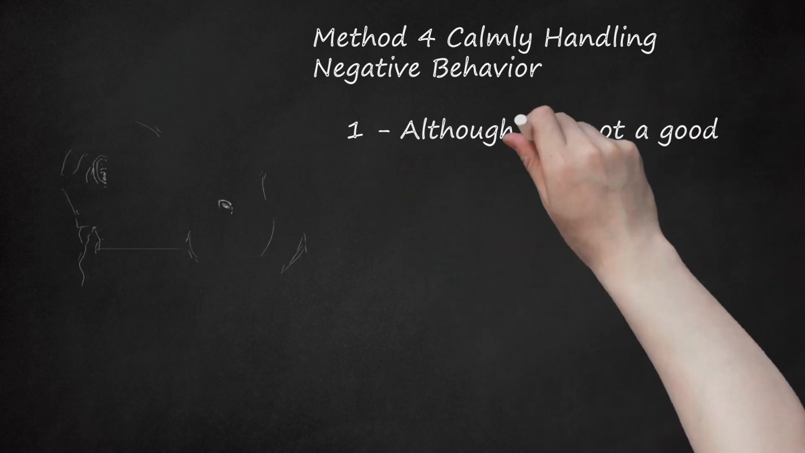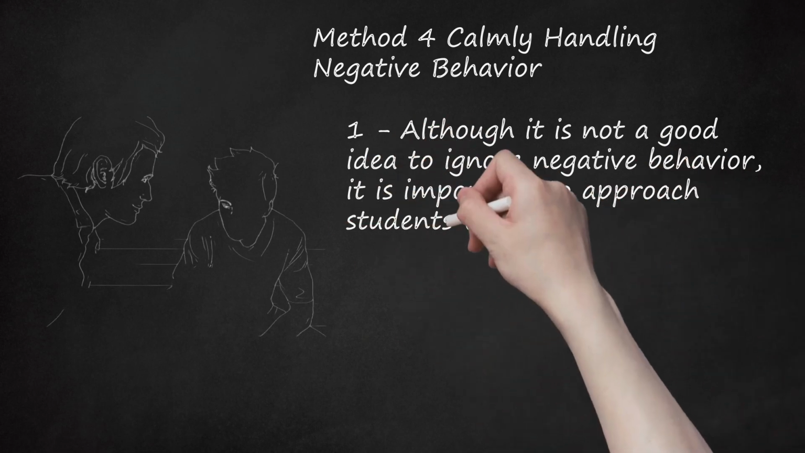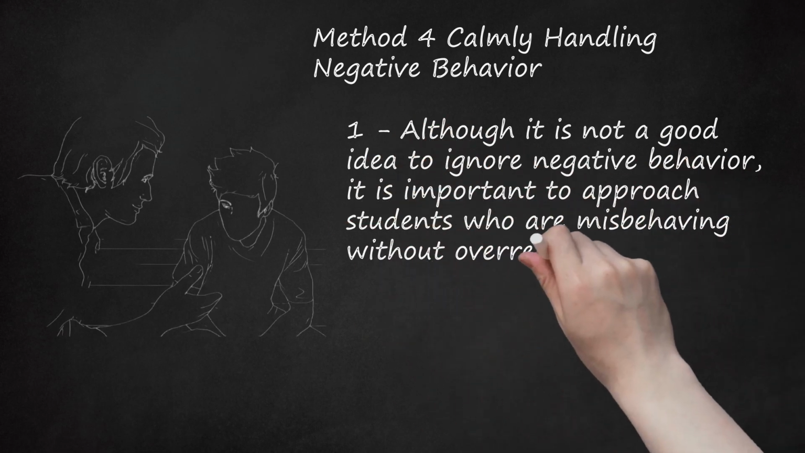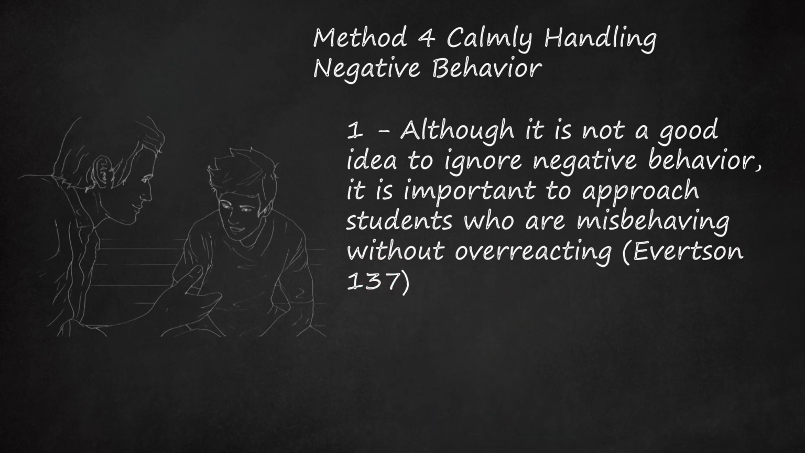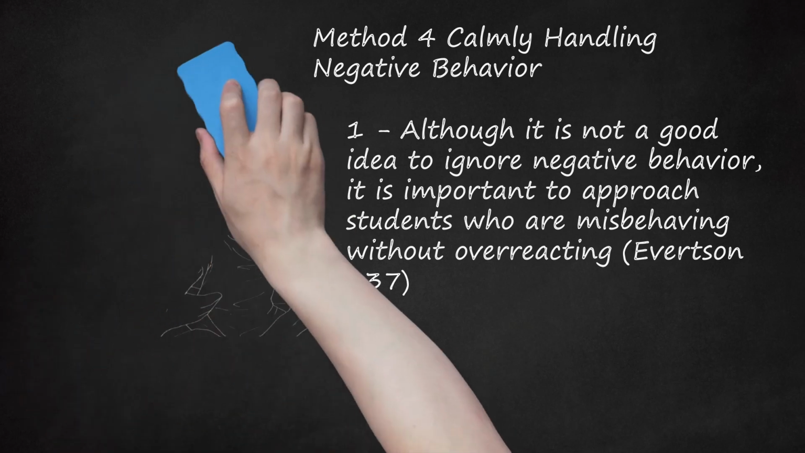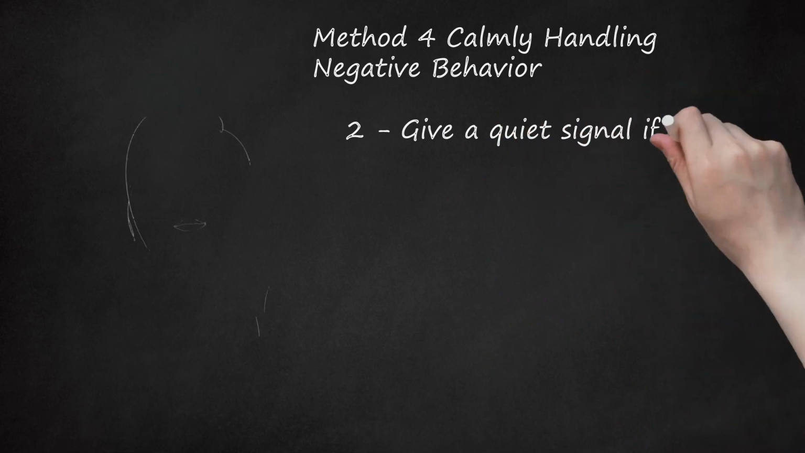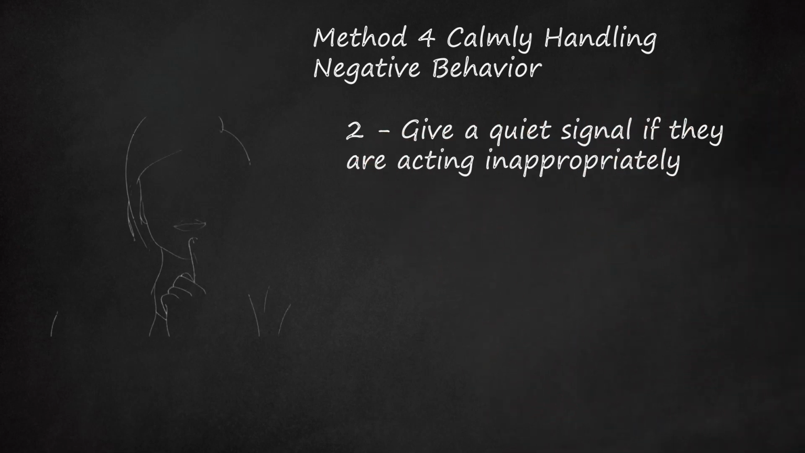1. Although it is not a good idea to ignore negative behavior, it is important to approach students who are misbehaving without overreacting. Evertson 137. This strategy should be used while students are misbehaving, or even after a lesson if approaching the situation would be even more distracting and is inconvenient in the middle of a lesson. It is important to not overreact during these situations, because that may cause students to enjoy the attention and continue the action for more attention. 2. Give a quiet signal if they are acting inappropriately.